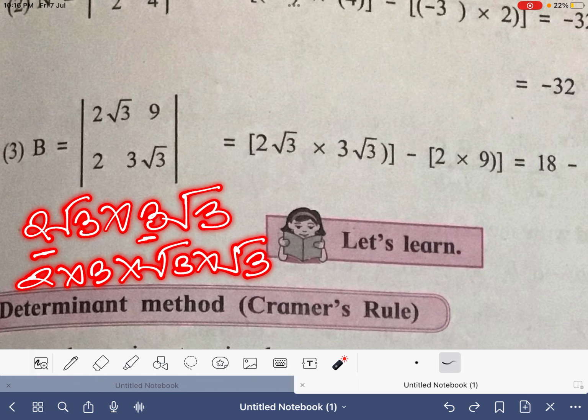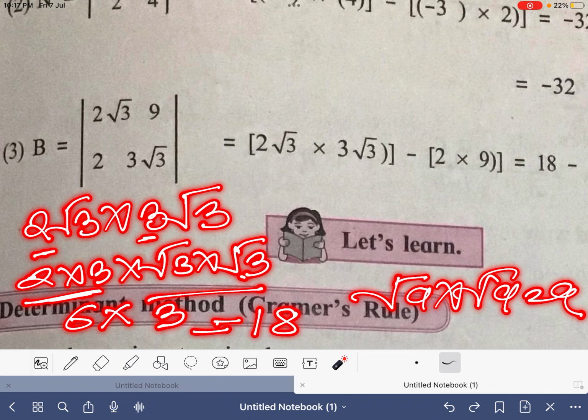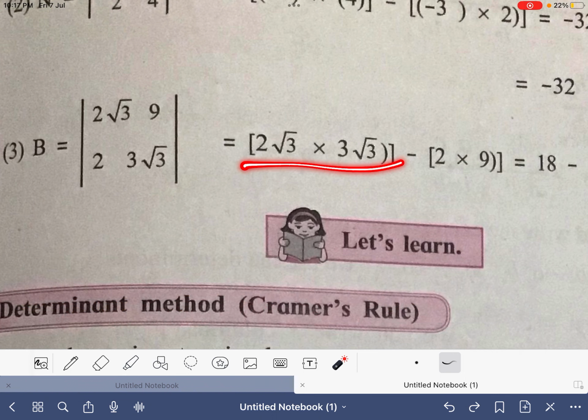Now let's solve this. 2 3s are 6 multiplied by root 3 into root 3. We know that root of a into root of a is equal to a. Clear? So therefore 6 into root 3 into root 3 is 6 into 3. Clear? So therefore 6 into 3 is 18. So your answer is 18. Means instead of this bracket your answer is 18.